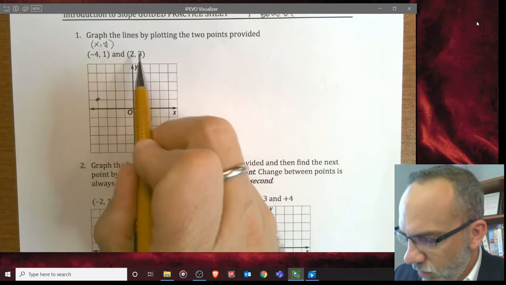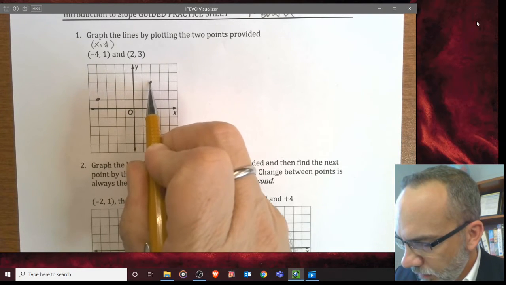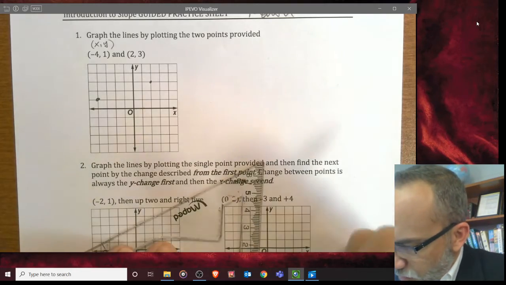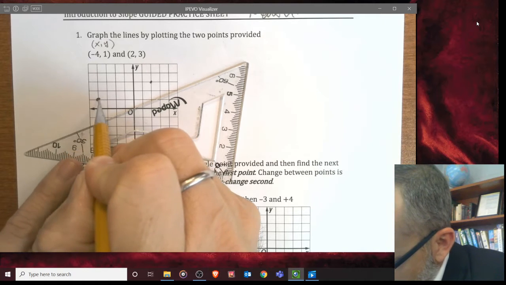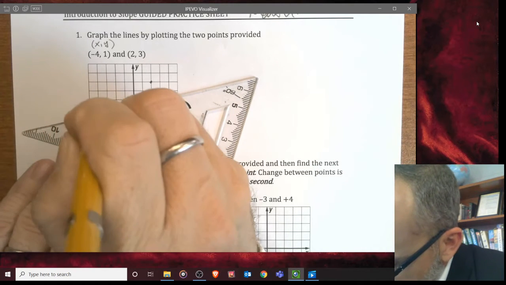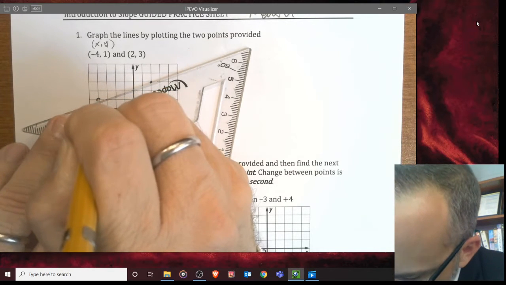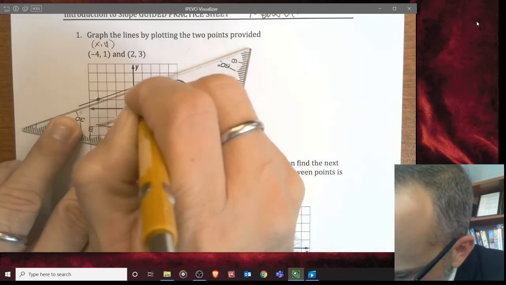Then (2, 3): I'm going to go to the right 2 units, 1, 2, and then up 1, 2, 3, there. Now, what I'm going to do is put my straight edge, and I'm going to put my pencil point down. I'm going to move the straight edge such that it would touch the pencil point, and then angle it around so that I leave room for the pencil thickness of the lead, and then draw straight through.